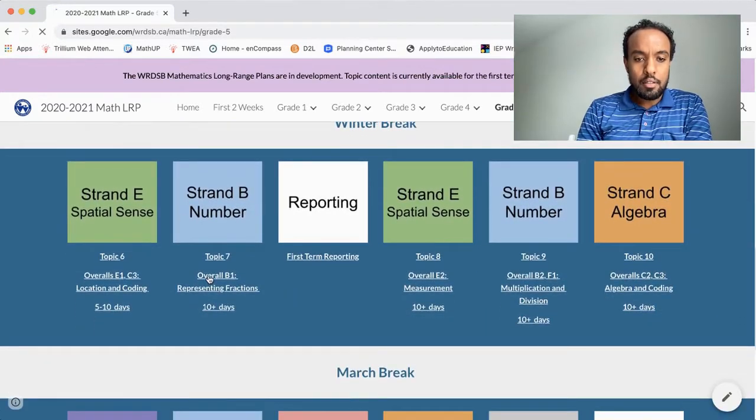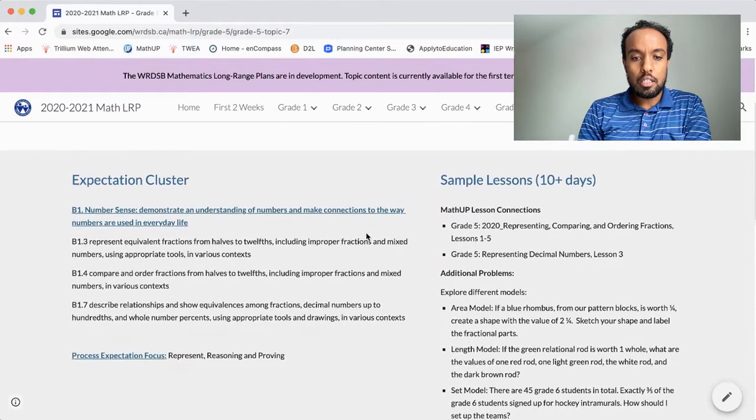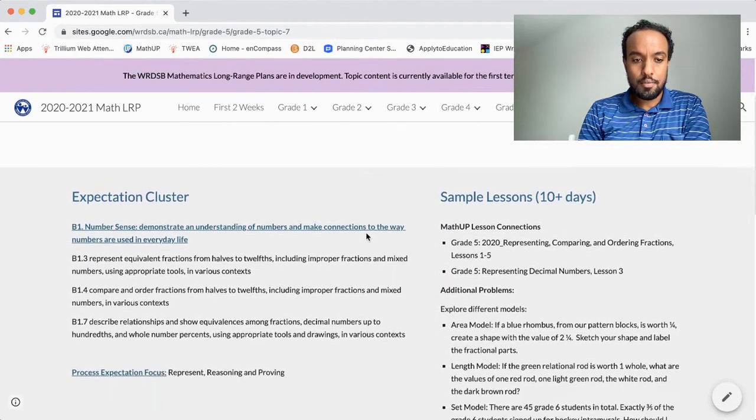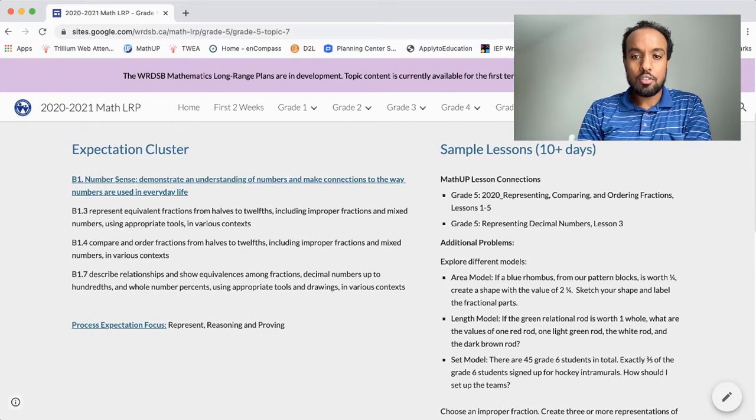Under Topic 7, we will be dealing with representing fractions. Looking at this expectation cluster, we see that Topic 7 is based on the overall expectation B1 from the number strand. And under the expectation B1, we're focusing on students representing fractions in drawings, models, tools, and fractional notation. We're focusing on students comparing and ordering fractions at growing complexity across the grades. We're also focusing on students showing equivalency across fractions, decimals, and percents.